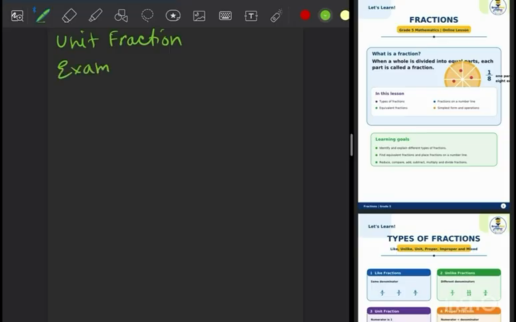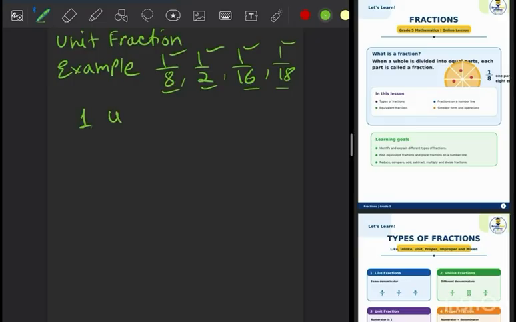Example, suppose we take 1 by 8, 1 by 2, 1 by 16, 1 by 18. See, here all the numerators are 1. It's one unit, so it's called a unit fraction. And the denominator is a different number. In all these fractions, the numerator is 1, so all of these fractions are called unit fractions.